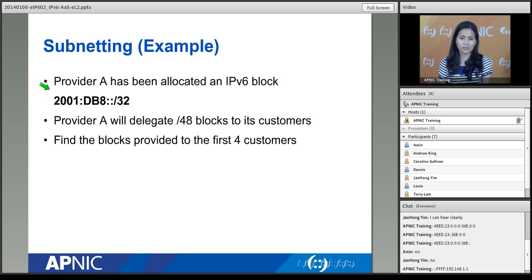There are some stages where you might want to convert to binary, but don't forget to convert that back into hexadecimal digits. Okay, so let's look at an example.